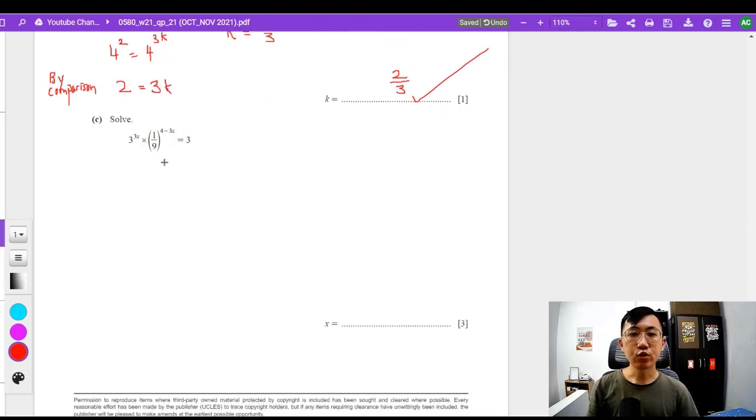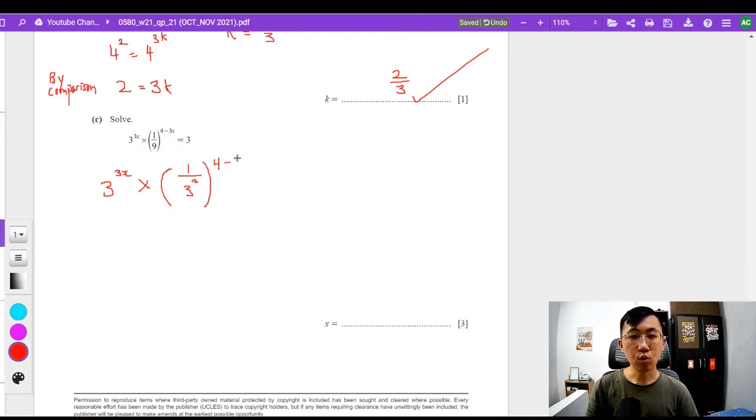Alright, last question C, solve. I see what's going on, right? They are testing a lot of different laws of indices, right? So first step, you are going to copy this. Definitely they try to test whether you know reciprocal rule or not. We're going to change 1 over 9 into base 3 first. Okay, so 9 is actually 3 square. So you show this working.